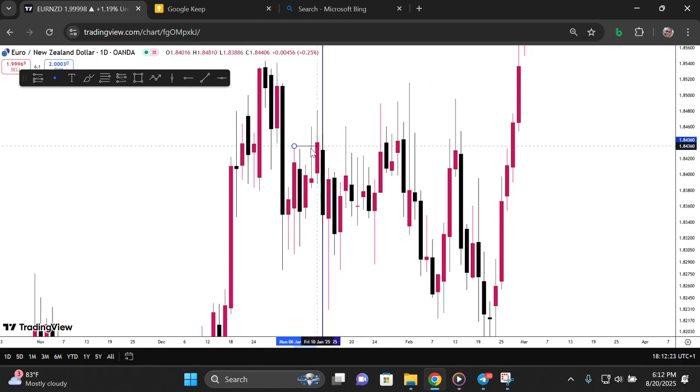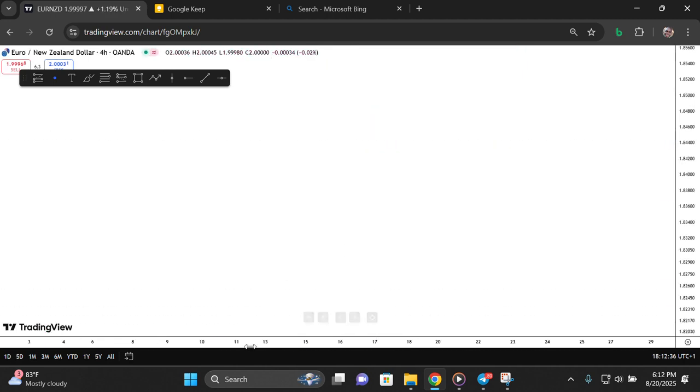this guy that formed here formed after that structure. You can also check it out yourself, because this is a break of structure. It is called a substructure. You need to know it is called a substructure. Now let's go to our 4 hours time frame, please.